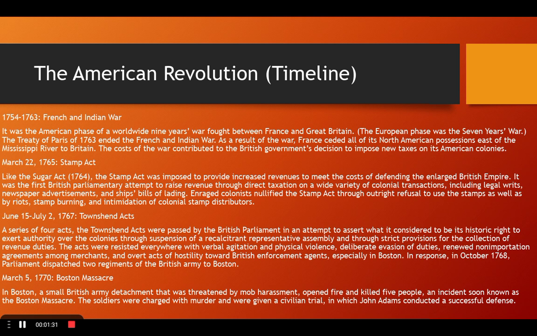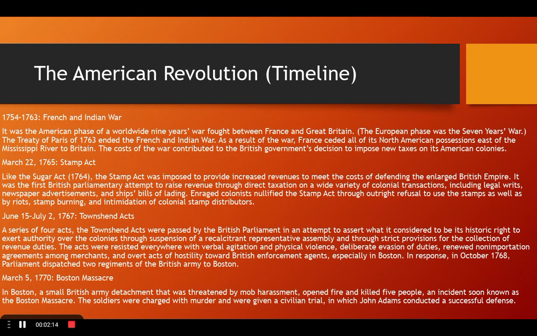March 22nd, 1765, Stamp Act. Like the Sugar Act, which happened in 1764, the Stamp Act was imposed to provide increased revenues to meet the cost of defending the enlarged British Empire. It was one of the first British parliamentary attempts to raise revenue through direct taxation on a wide variety of colonial transactions, including legal writs, newspaper advertisements, and ship bills of lading. Enraged colonists nullified the Stamp Act through outright refusal to use stamps, as well as by riots, stamp burning, and intimidation of colonial stamp distributors.